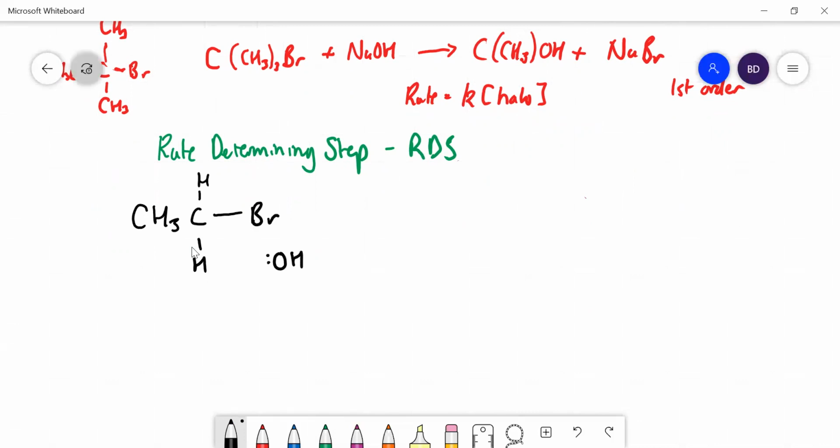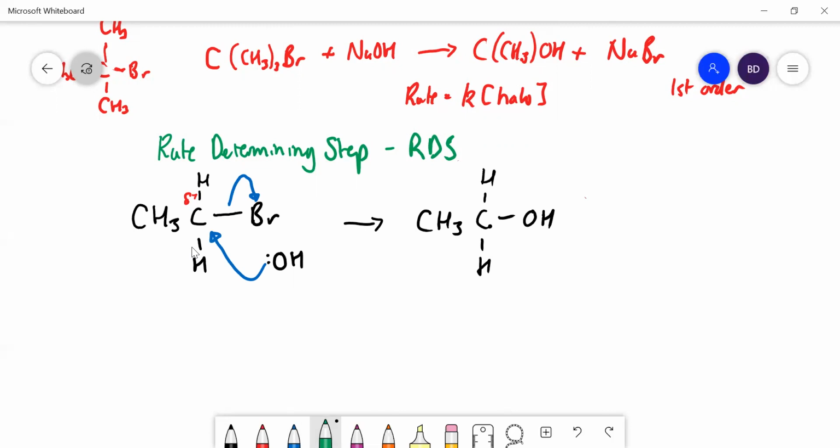Okay, the OH minus: we've got a delta positive on this carbon with an electronegative bromine, and so that goes onto that, and simultaneously that breaks, and you form the alcohol. Now that happens in one step, and because there's only one step involved, that must be the rate determining step.